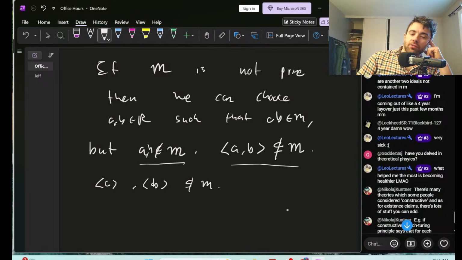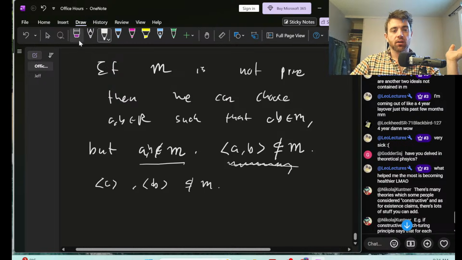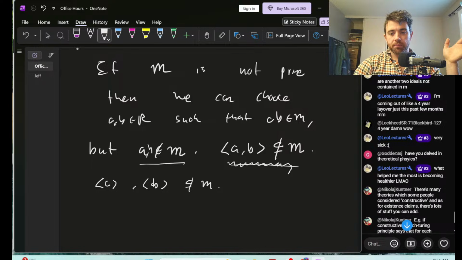Oh, wait a second. Right. Sorry, I'm being dumb. This ideal isn't contained in M. Right. And so if it is non-principal, it would have to be contained in M.